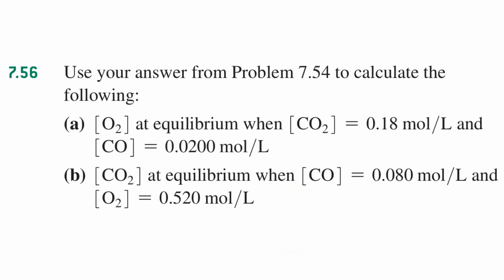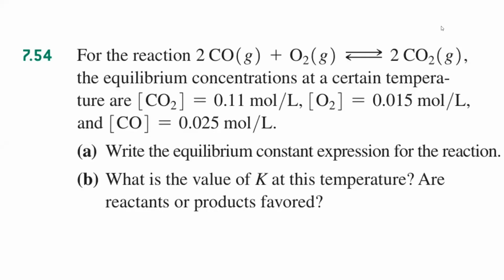There we go. Use your answer from problem 7.54 to calculate the following. Well, we should probably be looking at question 7.54 then. Hold on a second here. Okay, so here is question 54 for the reaction. CO2 plus O2 giving you carbon monoxide plus oxygen giving you carbon dioxide. There are the equilibrium concentrations. So write the equilibrium expression for the reaction. What is the K at this temperature? Are the reactants or products favored?